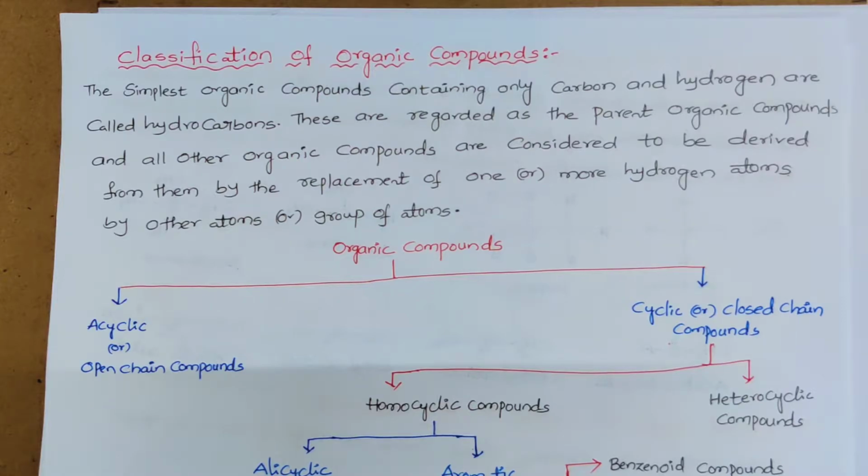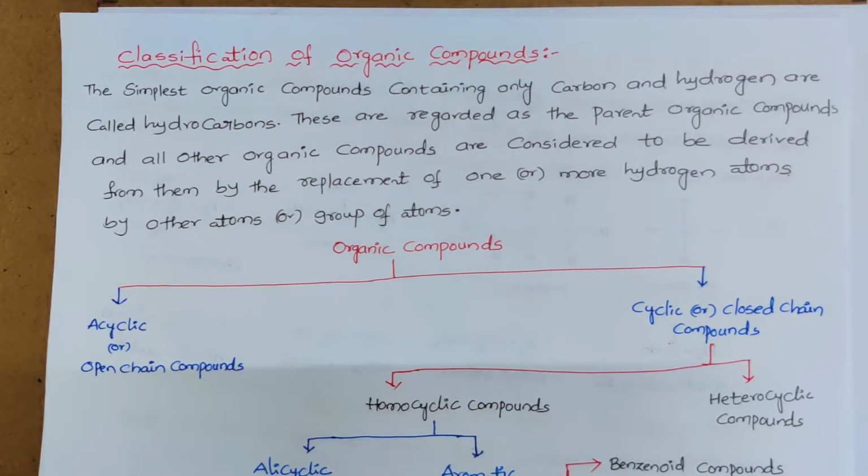In the acyclic or open chain compounds, saturated compounds are present and unsaturated compounds are present. Saturated means only a carbon-carbon single bond is present. Unsaturated compounds means multiple bonds are present. Multiple bond means between carbon and carbon one or more double bonds or triple bonds are present in the molecule. This is the classification of organic compounds. So let us discuss one by one.